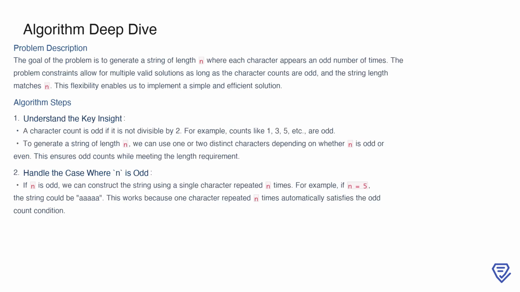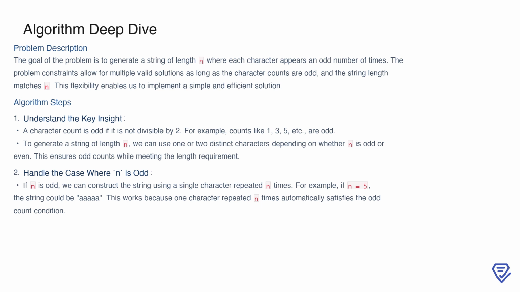In this problem, the task is to generate a string of length n such that each character in the string appears an odd number of times. This means character counts like 1, 3, 5, and so on are valid, and the length of the string must match the given n. Importantly, the problem allows for multiple valid solutions since there are many ways to create odd counts. This flexibility lets us focus on finding a simple and efficient solution.